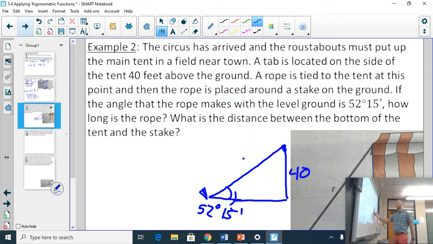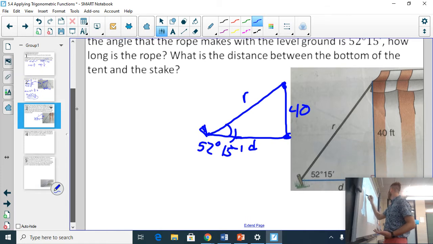So the rope we know is here. I'm just going to label it R because I think that's a good name for the rope. And then the second question is, what is the distance between the bottom of the tent and the stake? I'm just going to call that distance D. So this would be the bottom of the tent. Here's our stake. I'll just call it D for distance. And that would be me sketching a picture.